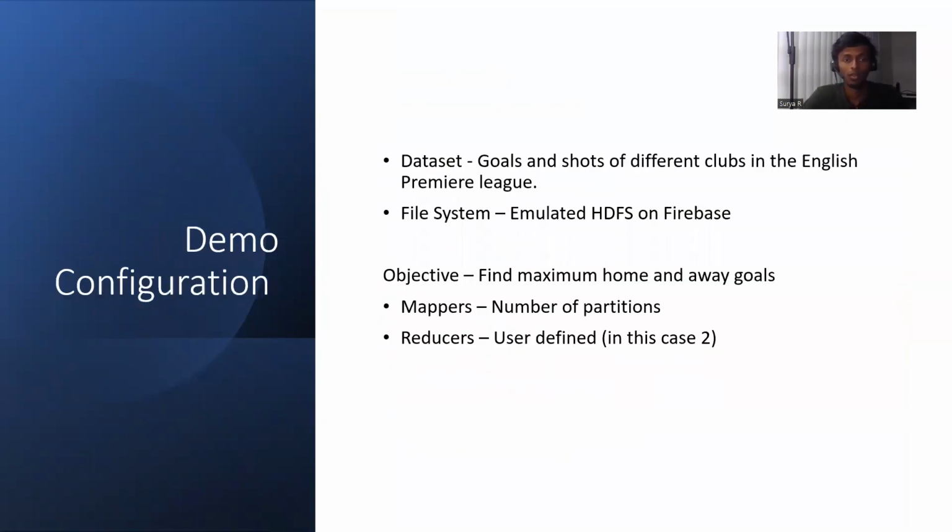So for the demo, we have the following configuration. The data set that is taken is that of goals and shots of different clubs in the English Premier League. The file system is the emulated HDFS on Firebase. The objective of this MapReduce is to find the maximum home and away goals. The mappers will be equal to the number of partitions in the data, and the reducers can be user defined, but in this case, we are going to take two.